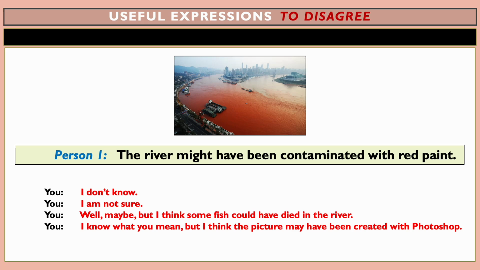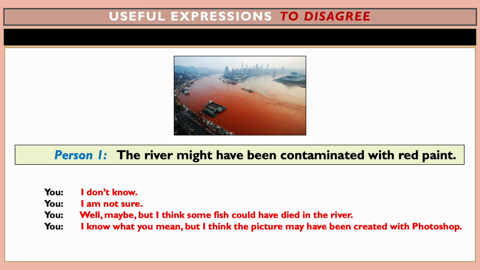To disagree with this person, because you probably think that the reason why the river is red is not what person number 1 mentioned, you can say simply, I don't know, if you don't have any idea or explanation for this. Also, you can say, I am not sure. Or you can say, well, maybe, but I think some fish could have died in the river.